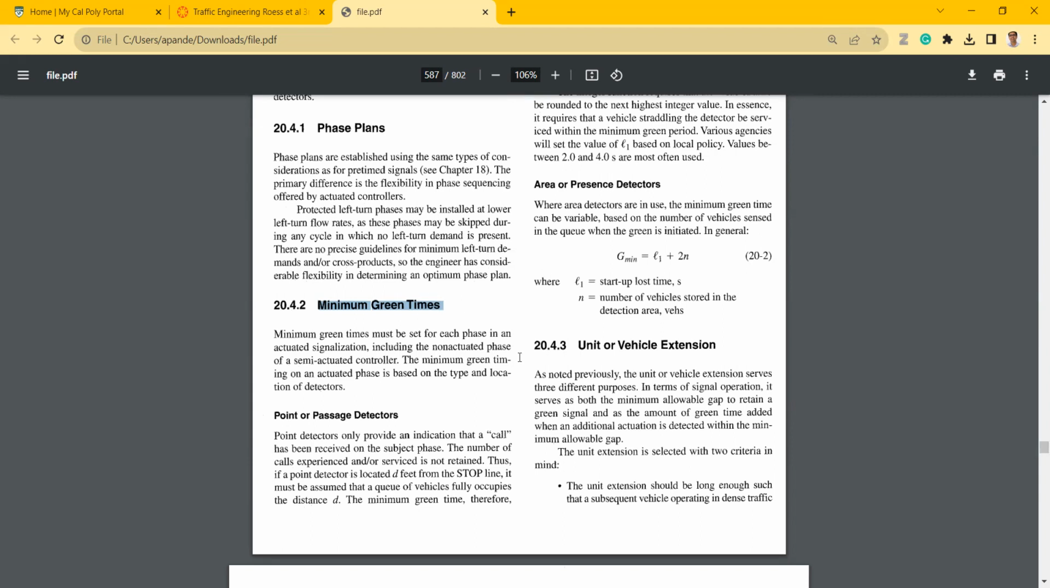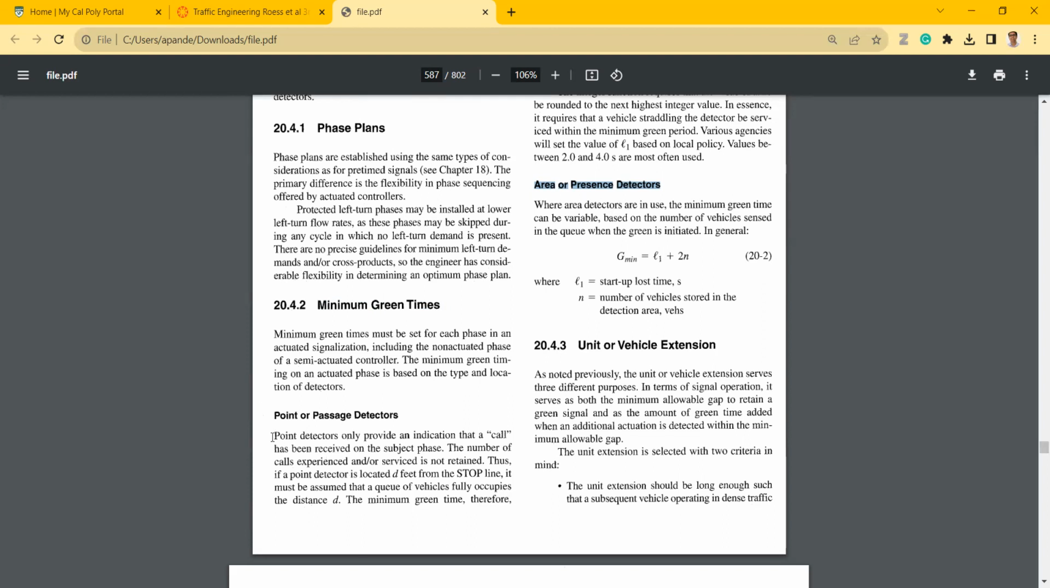And we determine that based on either the point or passage detectors or the area or presence detectors. So there are two types of detectors, even if you have fixed minimum green time, even when you're dealing with non-volume density controllers. One is point or passage detection, and this will be like your loop detector that will probably have a 6 feet area. But then you could also have what we call the area or presence detector that looks at a longer distance within the approach. Even though it's not looking at the whole approach, not looking at the volume and density or anything like that, it's still able to look at longer presence of the vehicles.